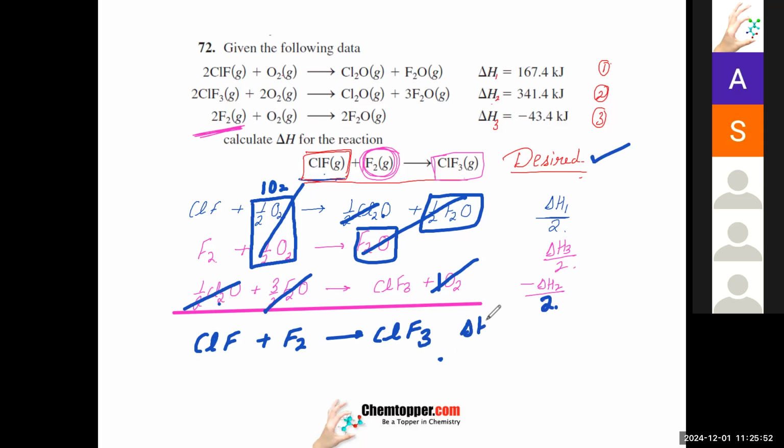What's the delta H of the reaction? The sum of all these with the changes. Delta H1 over 2 plus delta H3 over 2 minus delta H2 over 2. Plug in the values with their sign and you will get the answer.